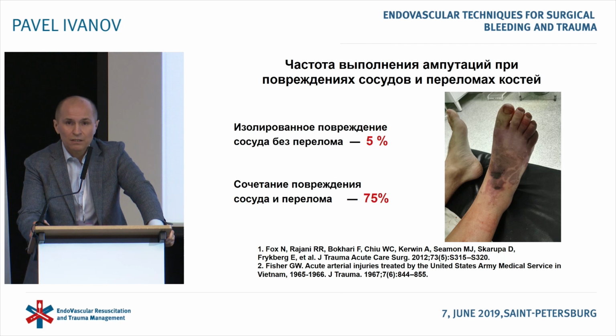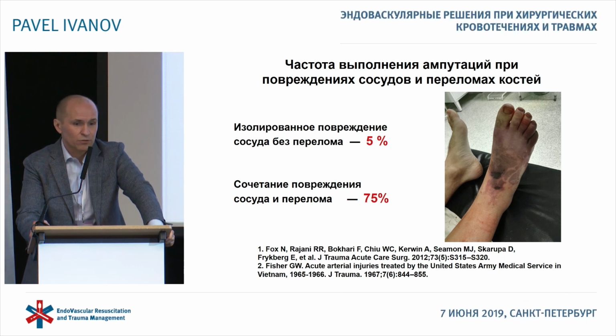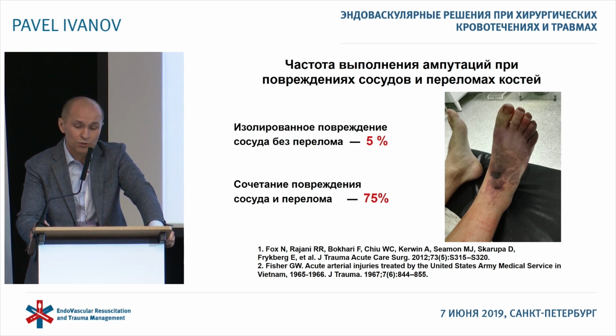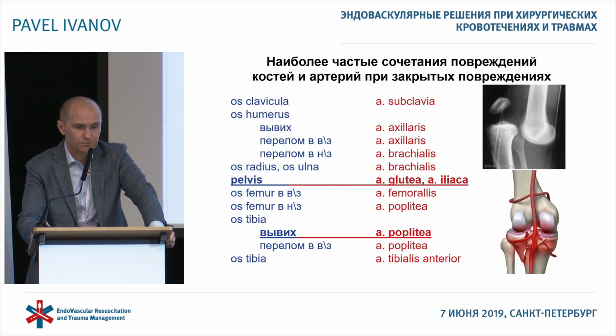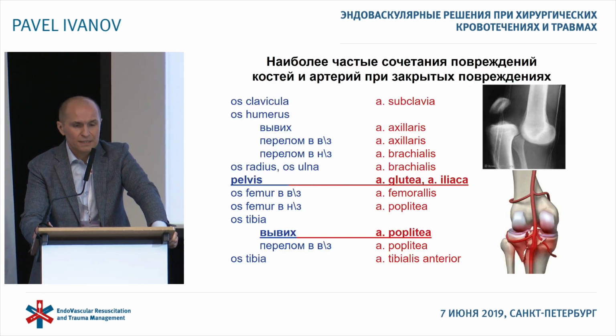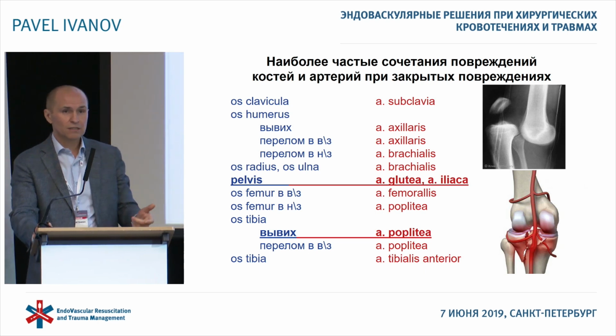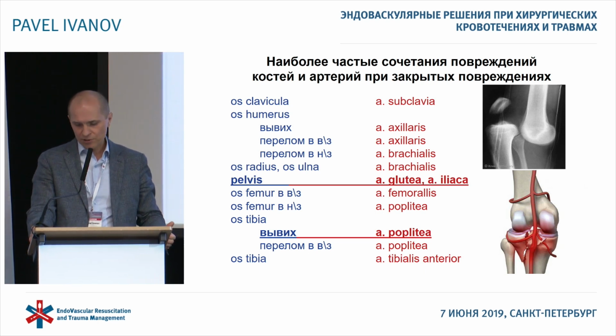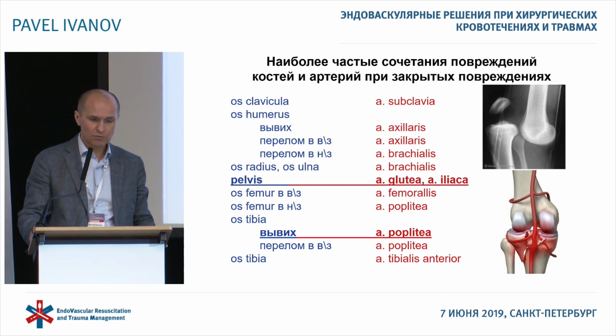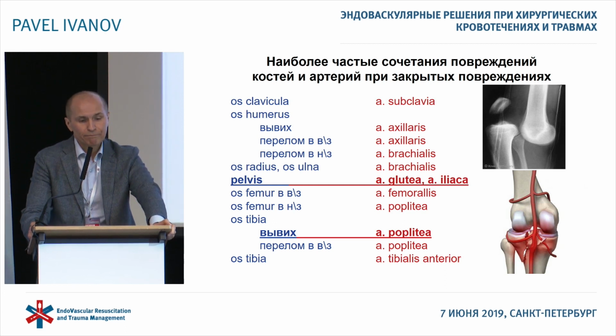Isolated damage of vessels without fractures is hazardous for further amputation of limbs, but it's even worse to have a combined trauma of a vessel and a fracture, and this is the case we are dealing with in the overwhelming majority of situations. The most frequent combinations of traumas of bones and arteries are in closed fracture cases, closed type traumas.